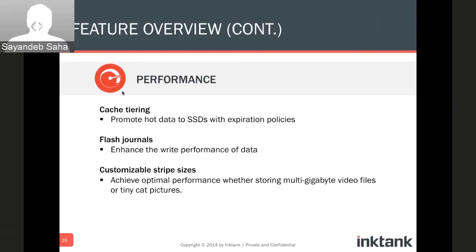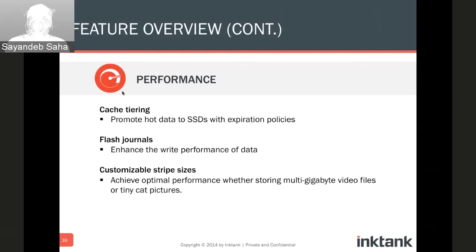Again, performance for Ceph: cache tiering is basically where you promote hot data to SSDs. The whole idea of cache tiering is you can have a pool in Ceph that's a cache for another pool. When that pool fills up, you have policies by which you can move the data to another pool. So you can do a sort of tiering with Ceph now with ICE 1.2. And the backing pool could be a regular pool, or it could be an erasure coded pool, depending upon what you want to use.